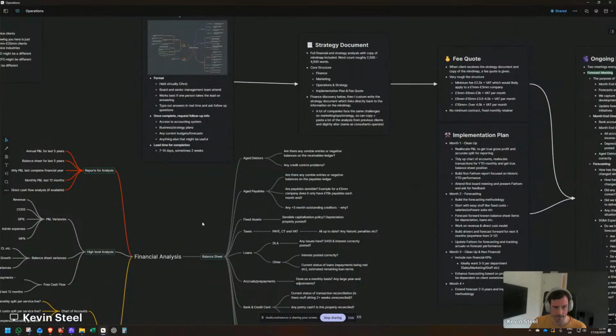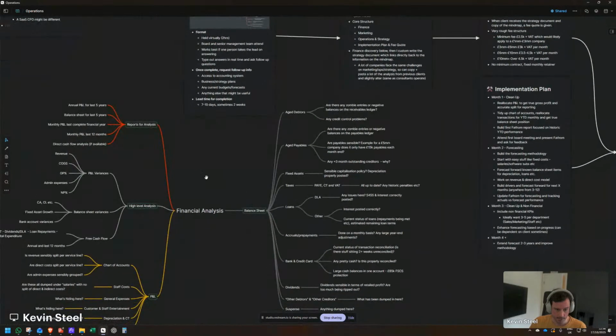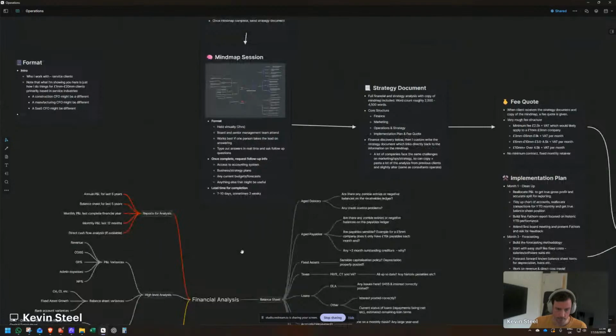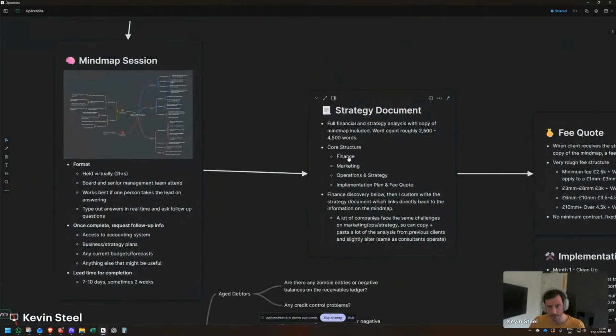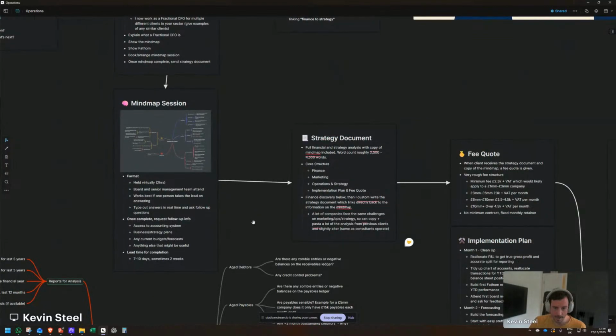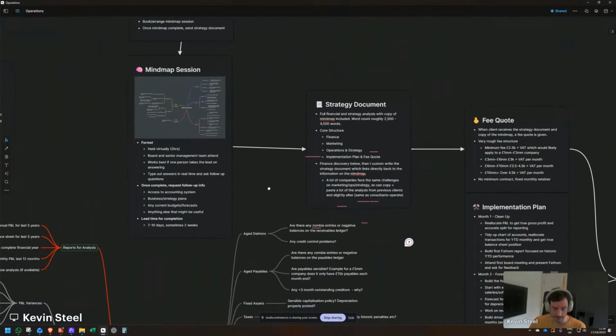And that is how I would go about a very high level initial financial analysis. And that's how we'd focus on the finance side of things. And yeah, the output is a long form strategy document.